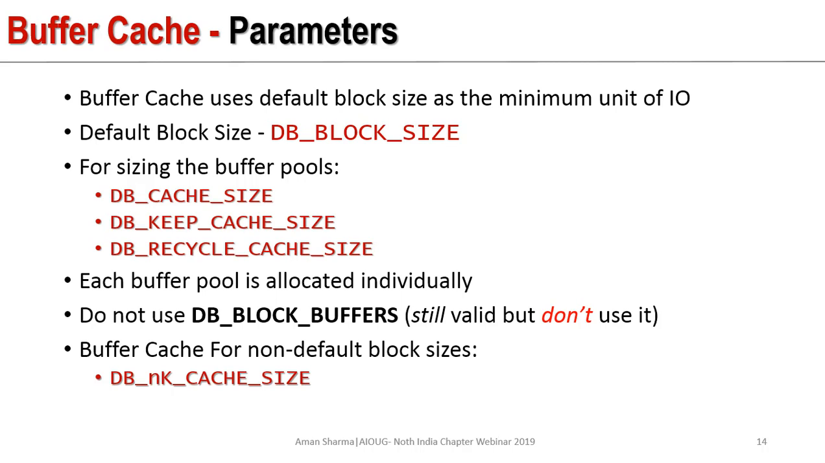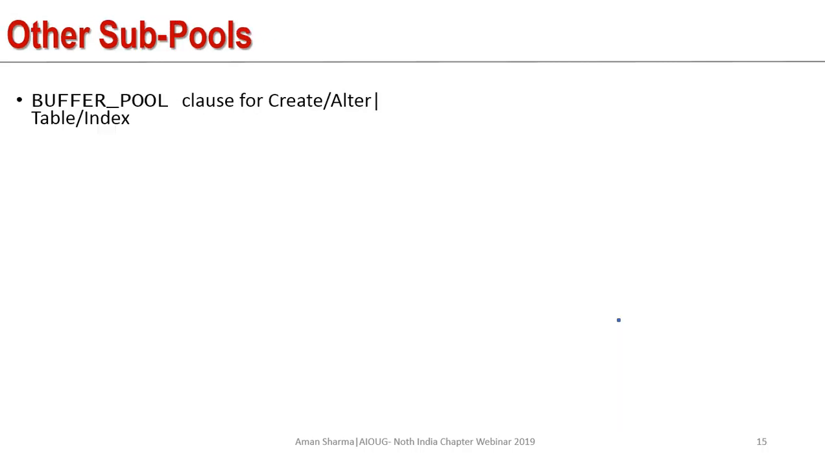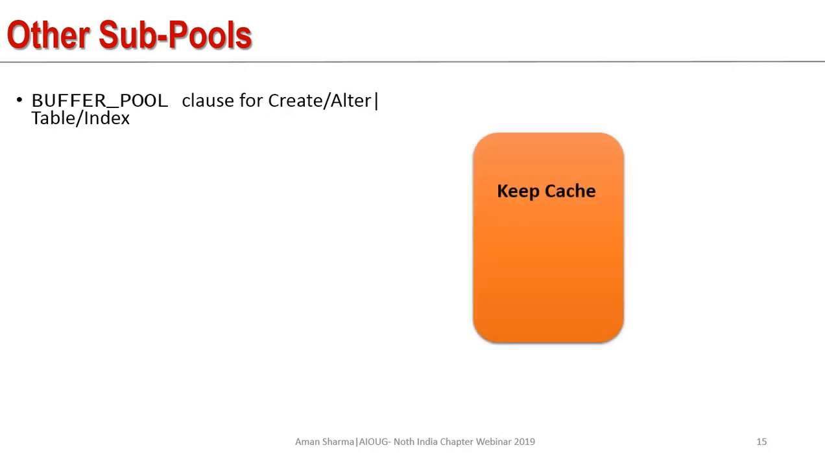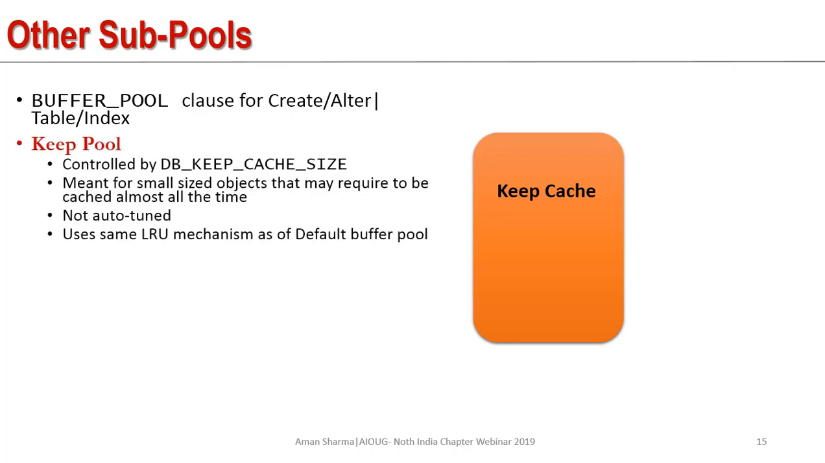The DB NK cache size is there for the non-default caches if you want to configure them. Of course, they are not needed unless you have non-default block size tablespaces available. Now, the subpools are created for the buffer caches. The keep cache is controlled by its own cache parameter, and it is recommended when you require the particular objects' buffers to be kept for a longer duration as compared to your default cache.